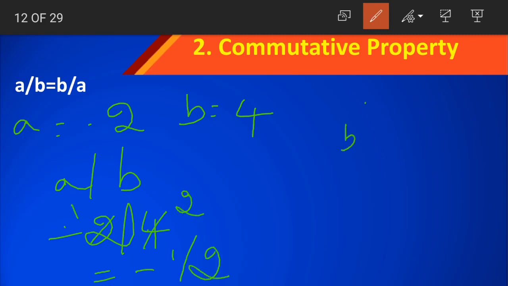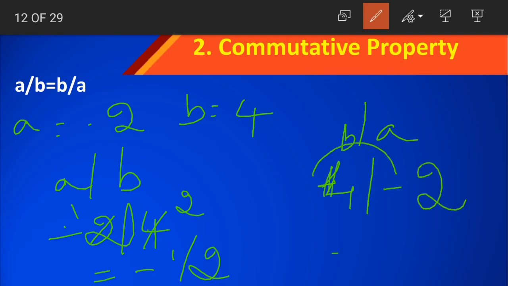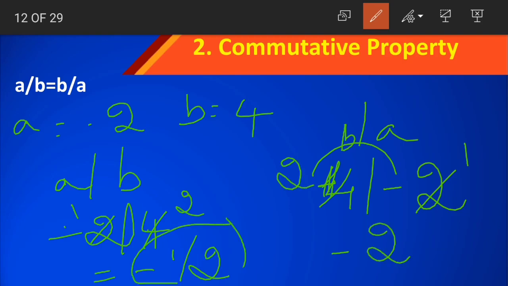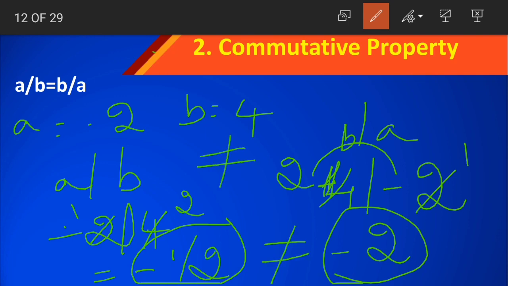Coming to B by A. B is 4 divided by A is minus 2. Again the signs are different. The answer will be negative. 4 divided by 2. 2 1s are 2. 2 2s are 4. The answer will be minus 2. Look at this here. LHS is minus 1 by 2. RHS is minus 2. Are these two equal? No. So we can say that A by B is not equal to B by A. So the division of integers does not follow commutative property.